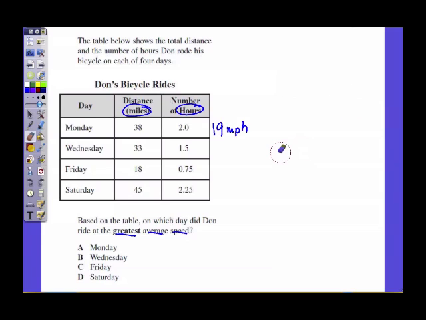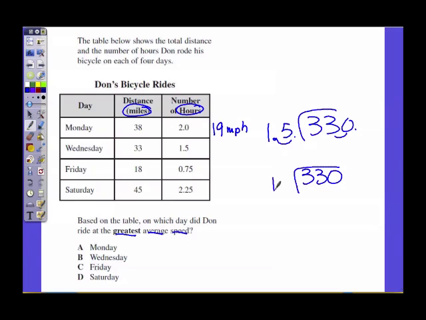So now to find out his speed on Wednesday, we're going to do 33 divided by 1.5 hours. So we move the decimal over one place, and when we do that with the 33, we add a 0. So now we're doing 330 divided by 15. So that gives us 22. So on Wednesday, he went 22 miles per hour, which means we know already that A can't be the solution to our problem.